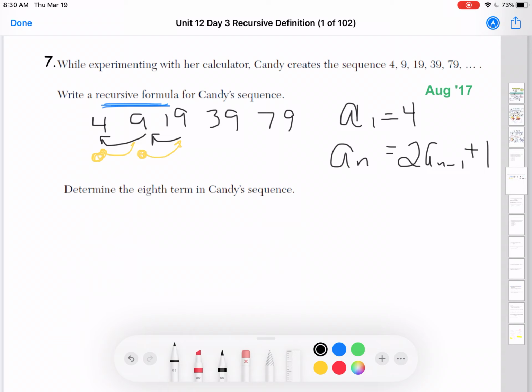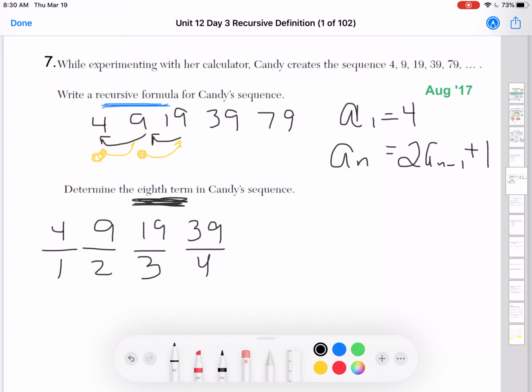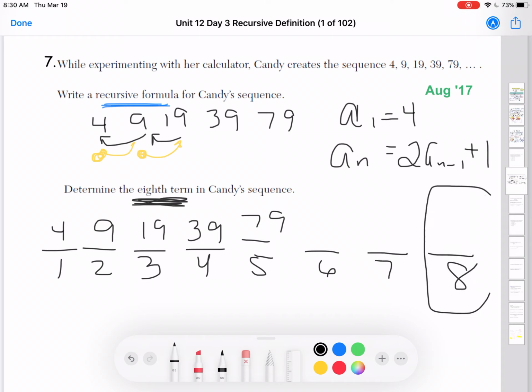Okay, now they want the 8th term of the sequence. Explicit is kind of easier because we can use an explicit formula to always find the term. But with recursive, you only have a rule, and you have to know the term before it in order to figure out the next. So let's keep going here. The first term is 4, the second is 9, third is 19, the fourth is 39, the fifth is 79. We just have to keep using the rule to get that 8th term.